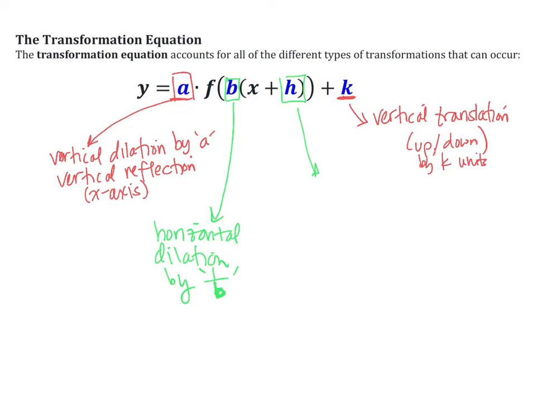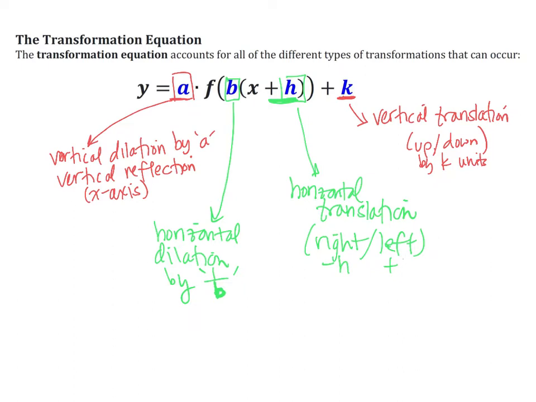So the things on the inside, the B and the H, are kind of the opposite of what you maybe thought was going to happen. If this is a plus H right here, it's going to be going to the left. If it's a minus H, it's going to go to the right. So the H, regardless, is associated with a horizontal translation. And those vocabulary words are going to be probably right and left that you're going to use to describe that horizontal translation. And again, it's going to go right if you have a minus H, and it's going to go left if you have a plus H, and then you're going to go H units to the right or to the left. And you should see that as you practice in your homework and as we go through the next few examples.